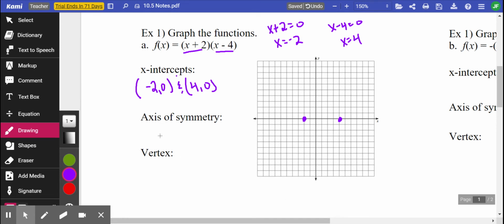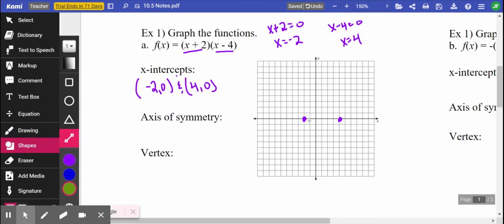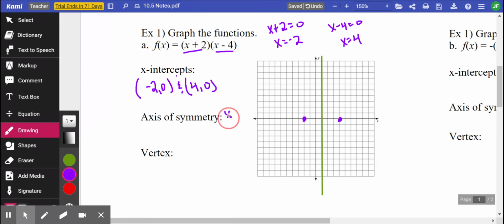To find the axis of symmetry, you can do this mathematically off to the side, or you can find the middle of your graph between those. So I noticed that these are 1, 2, 3, 4, 5, 6 units away. So halfway between would be right there, which is at 1. So you can definitely do it using your graph. Your axis of symmetry is x equals 1, doing it that way. Or you can add the two together and divide by 2. So negative 2 plus 4 is 2, divided by 2 is 1. Same answer, either way.